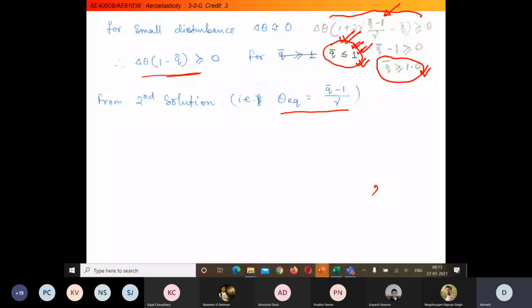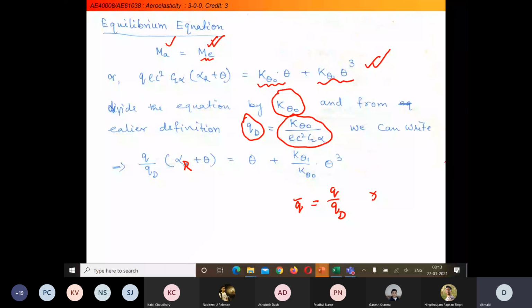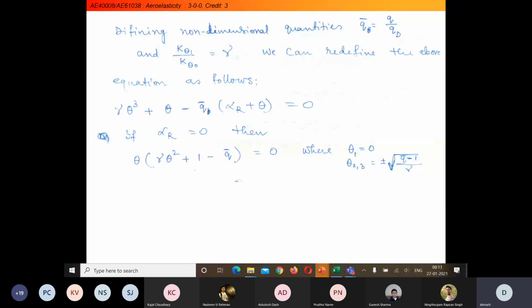This is just for the sake of getting an analytical solution. Otherwise, there is no meaning of taking alpha r equal to 0. If I take alpha r non-zero, then we may not get the analytical solution. That's why in this derivation I have considered alpha r equal to 0. But when you are developing a code where you can calculate the numerical value of theta, there we may not need to consider alpha r equal to 0.